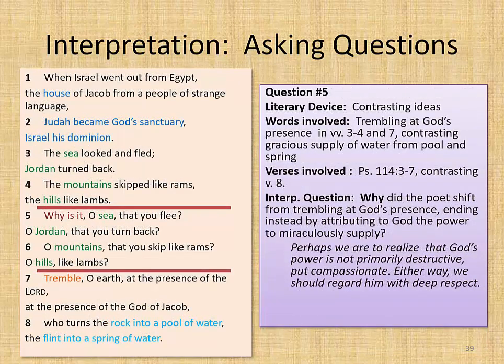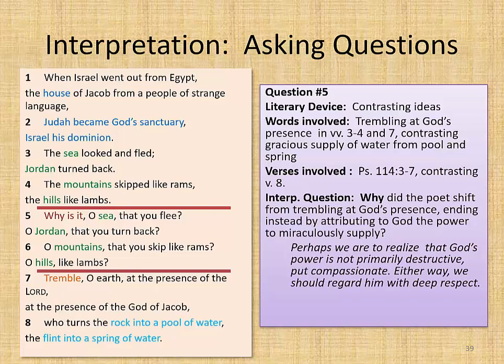The last illustrative interpretive question here involves the literary device of contrasting ideas. So, what words are involved there? Trembling at God's presence, in verse 7, over against the gracious supply of water from pool and spring. Two ideas. And the observer is saying, boy, there's a difference between those. And you see the verses identified so that we can follow up and see it for ourselves.